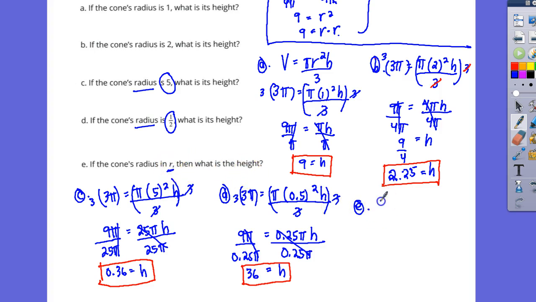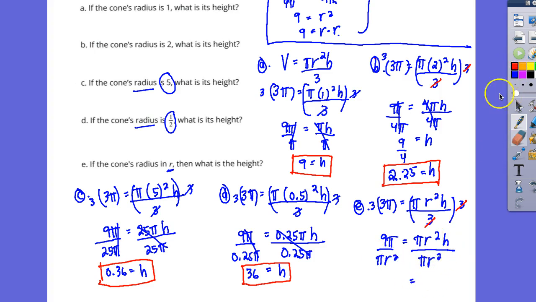So let's do it. So the volume still is 3 pi equals pi, and the radius will stay as r. So r squared h divided by 3. So we will do exactly the same thing that we did for the 4 previous problems. We will undo this division by 3 by multiplying both sides by 3. So 3 times 3 pi is 9 pi. This 3 divided by 3 is just 1. So I only have pi r squared times the height. Now I have to solve for h. I have to get rid of pi r squared. So I will divide both sides by pi r squared.